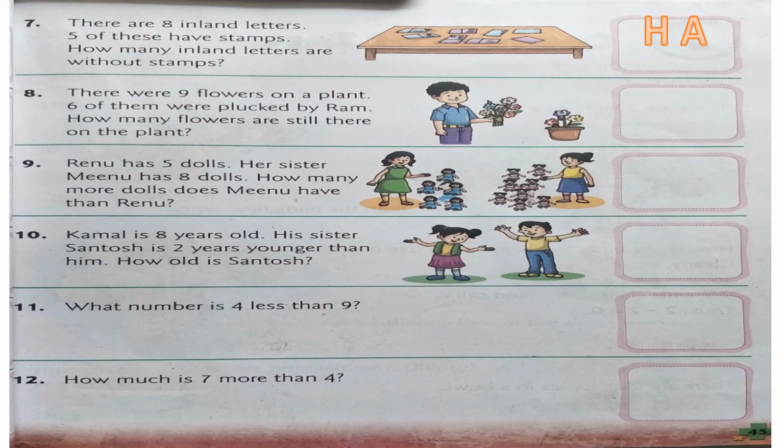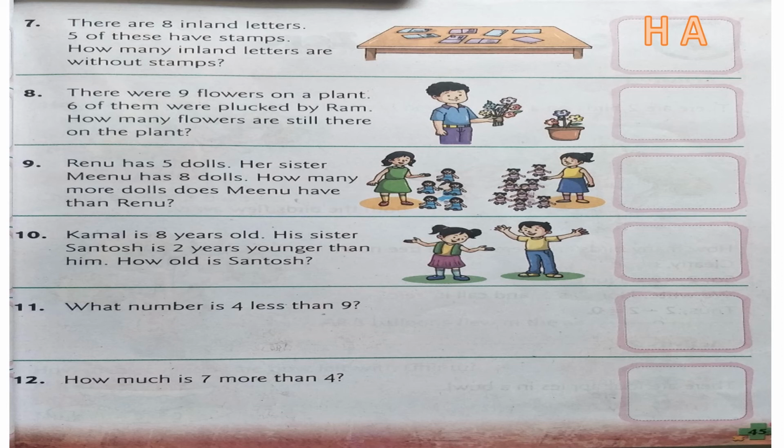Children, on page number 45, there are a few more word problems. You know the steps to solve them, right? So read it carefully, understand, write the numbers one below the other. Don't forget to put the subtraction sign and then solve it. You can see question number 11 and question number 12. It is just a sentence which says what number is 4 less than 9, and the 12th question is how much is 7 more than 4.